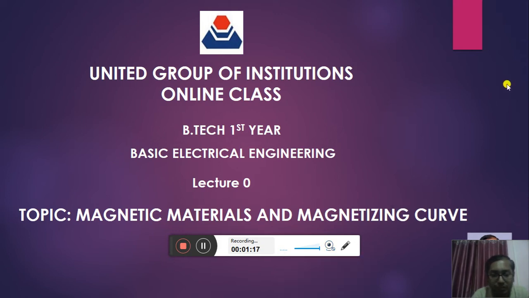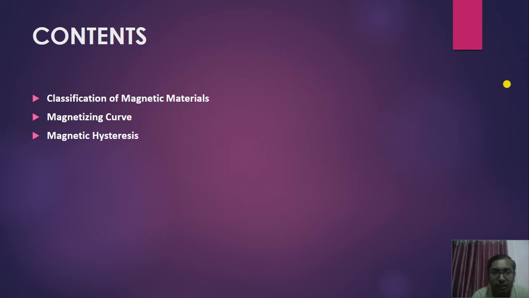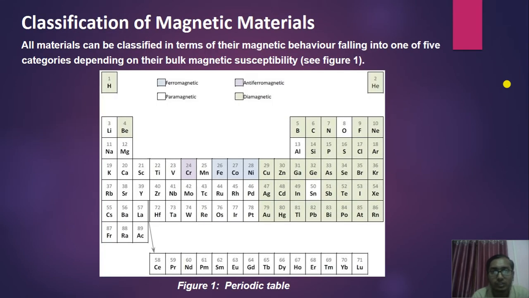So I have planned today's lecture into the following parts. First, classification of magnetic materials. Second, magnetizing curve. And third, magnetic hysteresis, or we can say hysteresis loop. So let us start with today's topic, that is classification of magnetic materials.